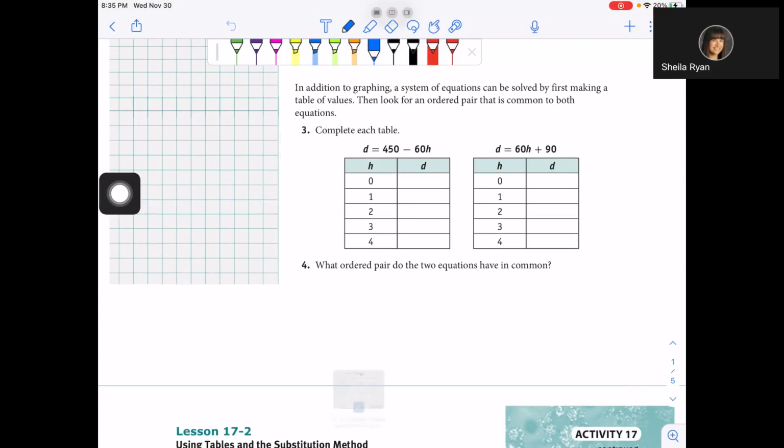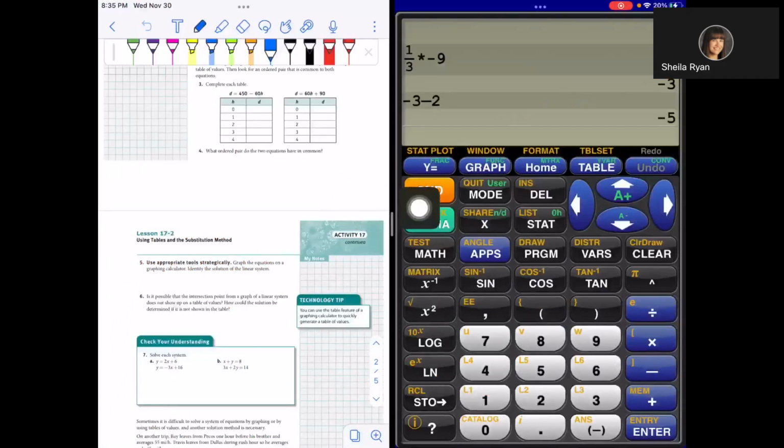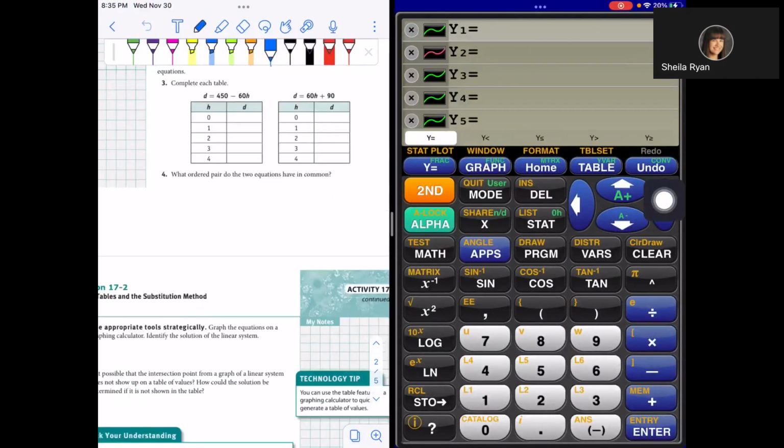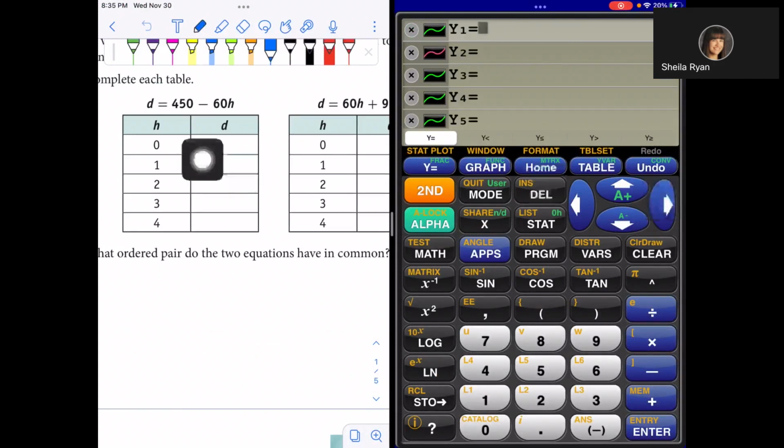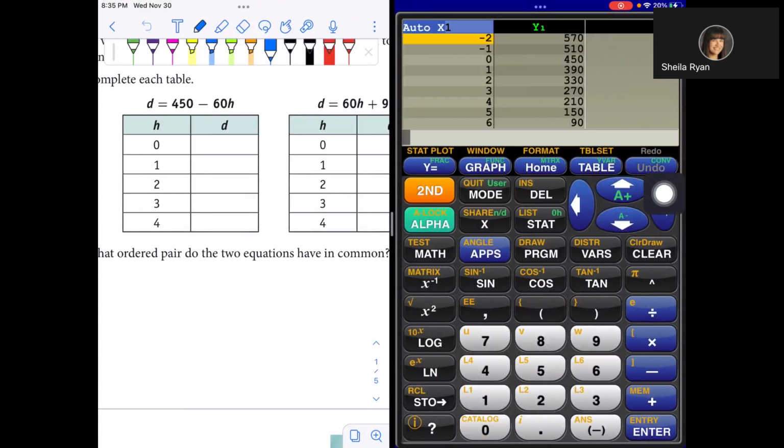So on the calculator, I'm going to do my y equals and graph this first one, 450 minus 60h. And I'll do 60x instead of the h. When I click on table here, I can copy down those values. So 0 goes with 450 and 1 goes with 390. 2 goes with 330. 3 goes with 270, and 4 goes with 210.